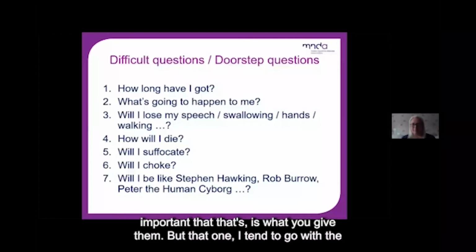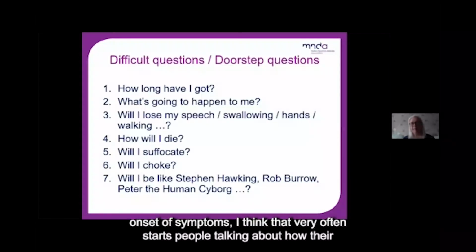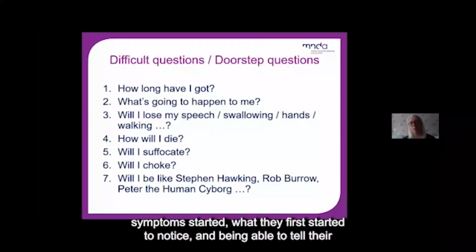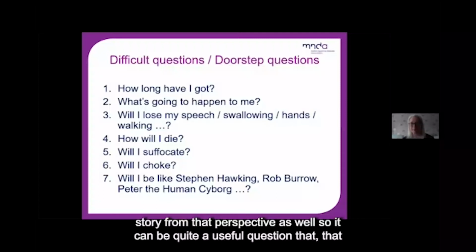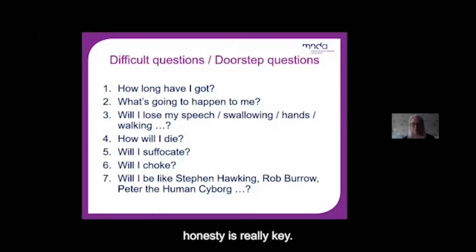For that one, I tend to go with the 2 to 5 years approach. We know that 2 to 5 years is the average from onset of symptoms. I think that very often starts people talking about how their symptoms started, what they first started to notice, and being able to tell their story from that perspective as well. So it can be quite a useful question that goes in that direction as well. But making sure that you've got that gentle honesty is really key.